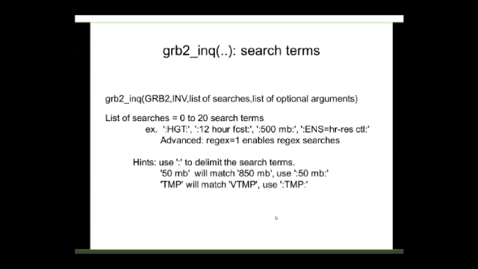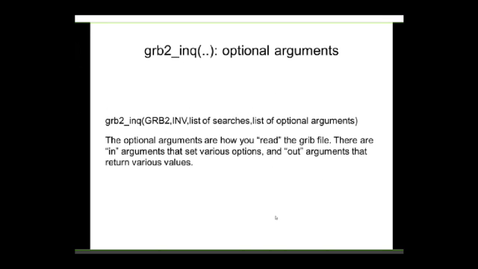Hence, you should use colons to eliminate search terms. Like 50 millibars will match 150 millibars. Therefore, you should use colon 50 millibars colon. Temp will match vtemp, so you should use colon temp colon. But then under temp, you have many: you have surface, you have 2 meter temperature. Well, you have 20 search terms, so you can say surface or 2 meters above ground.